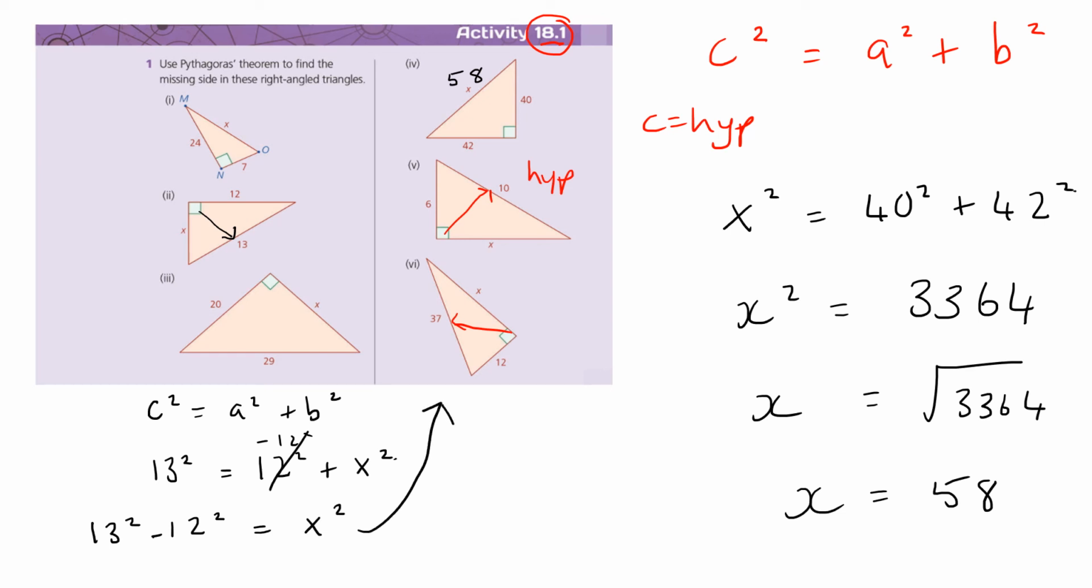So I'm going to continue up here. Now, if you want, you can flip this over. We're used to always having our x's on the left-hand side. So if you want to change that around, that's fine. And you can say x squared is equal to 13 squared, which is 169, minus 144, which is 12 squared. So I'm going to put that into my calculator. 169 minus 144 is 25. So therefore, x is equal to 5. So just be careful when you are given the hypotenuse with how you set up your example.